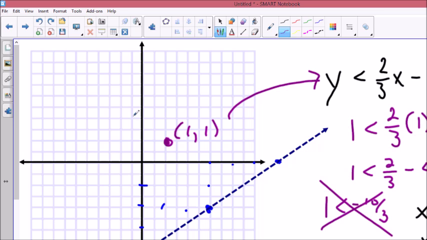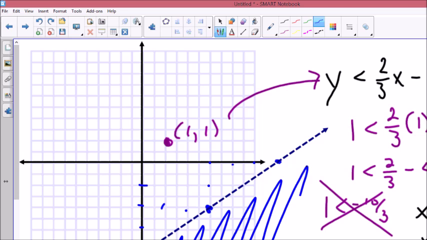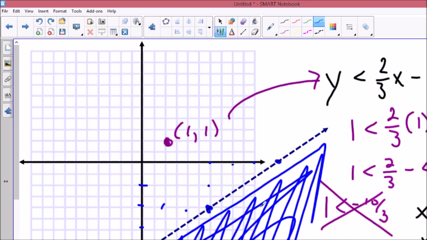So if the point 1, 1 does not satisfy that inequality, that means the solution lies on the other side of the line. So I pick an ordered pair that is not on my line, and I plug it into my inequality. If it satisfies the inequality, I shade that side of the line. Since my purple dot didn't satisfy the inequality, I know I'm standing on the wrong side of the line. So I have to go to the other side and shade over there.